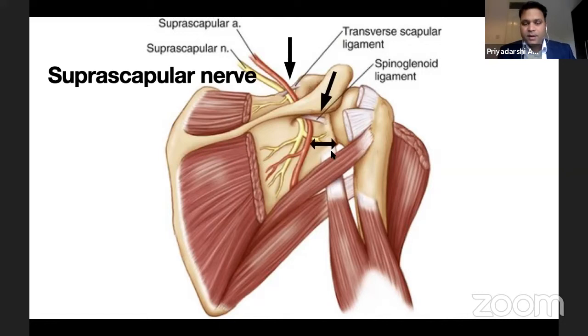Another important feature is its relationship with the glenoid surface: the distance between the nerve and the glenoid surface is around 2 centimeters, and that limits the area where a surgeon should work in order to fix the posterior glenoid.